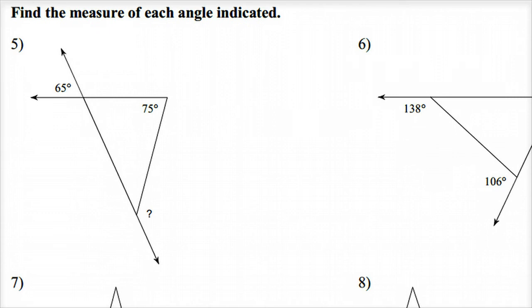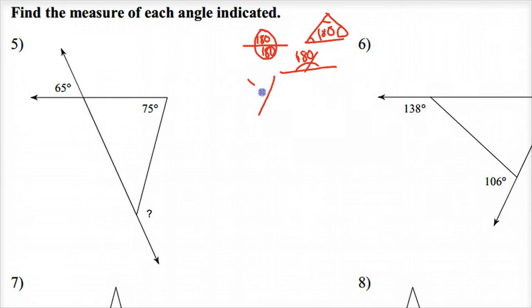Find the measure of the angle indicated. Okay, so we have some things happening here. First thing we need to realize is that a full circle is 360, and each half of that is 180. And when we have a triangle, the angles inside a triangle add up to 180. And also, when you have a straight line, those add up to 180. We've got lots of 180s in here. Oh, and then one more. Whenever you have angles across from each other on an intersection, we call those vertical angles, and those are equal. Vertical angles are congruent. They have equal measures.